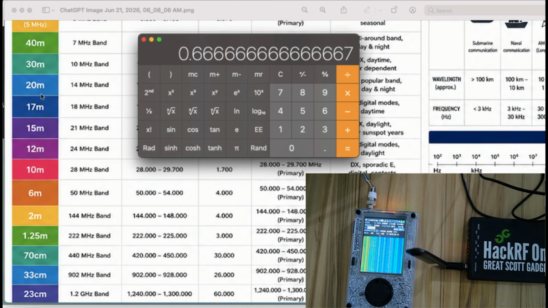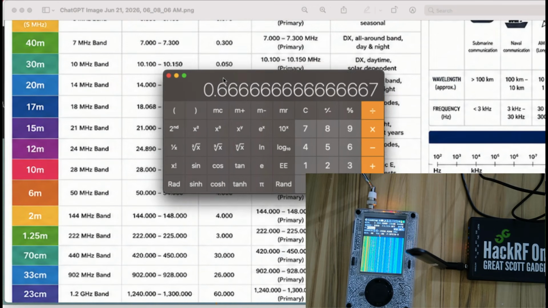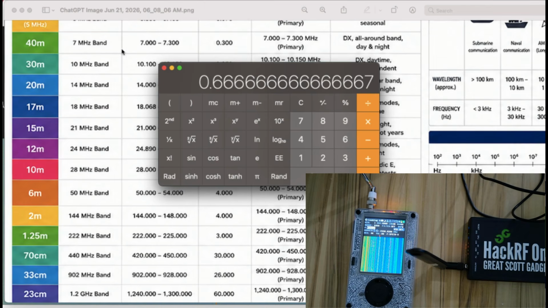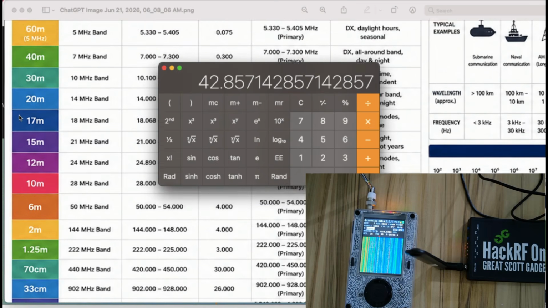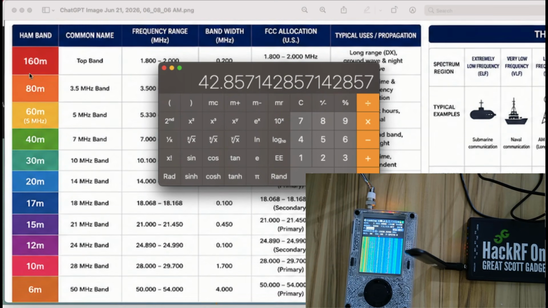For example, if you want to look at the 40 meter band, which is somewhere around 7 megahertz, you will perform exactly the same calculations. 3 times 10 to the 8 divided by 7 megahertz, and you get about 40 meters, which is somewhere around 42. So based on changes in a little bit of frequency, you will get this band. This is how they define this. That's how they are getting the 160 meter band, 80 meter band, and so on and so forth.